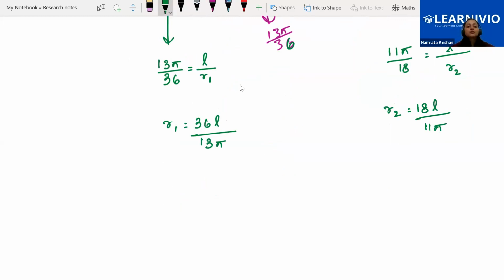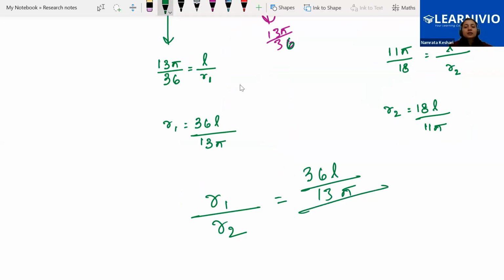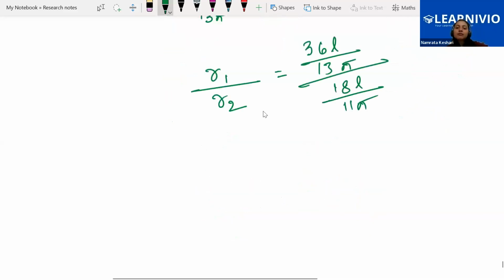What we have to find? We have to find R1 by R2, the ratio between the radiuses, right? So 36L by 13 pi divided by 18L by 11 pi. Now fraction by fraction we are having, so we understand how to do the simplification. It will be 36L by 13 pi into what will be there, Alina?